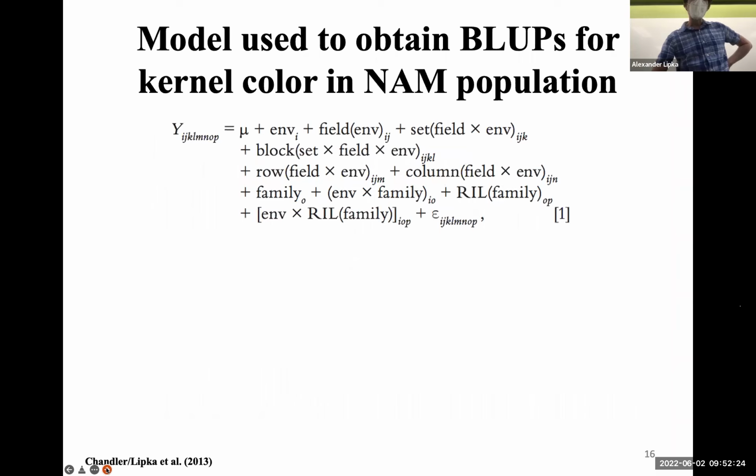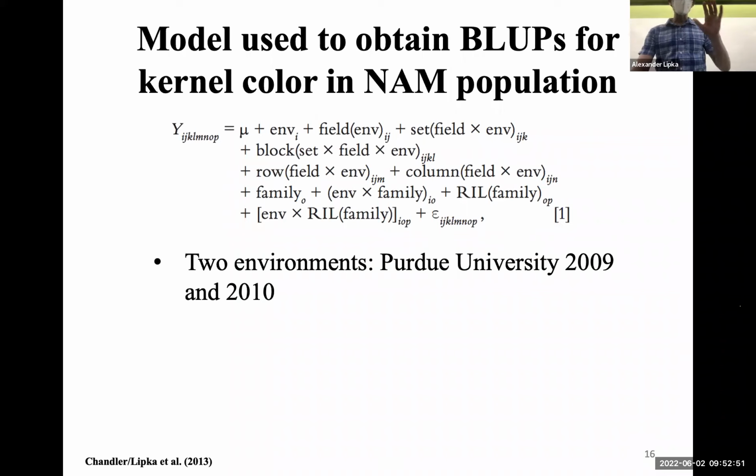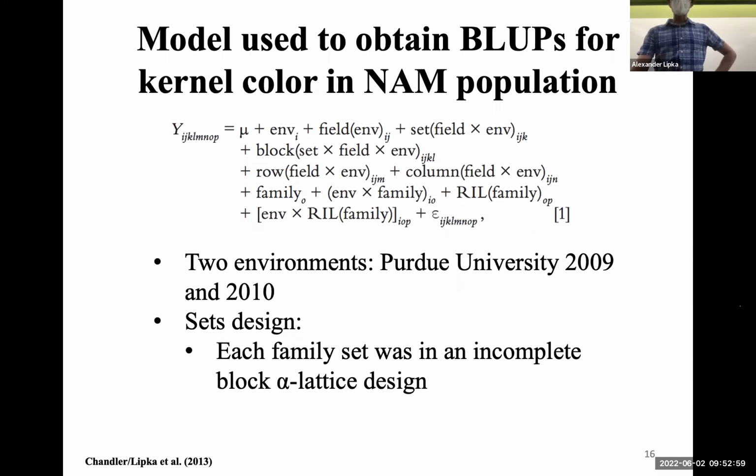Okay, so here's this model that I was alluding to when answering Gina's question. So here we had a really complicated model. We were looking at a nested association mapping population in maize, so like 26 different biparental crosses, each with one common parent, okay? We were looking at kernel color, okay? And in maize, the oranger the kernel color, the more provitamin A carotenoids there are. So we had two environments grown at Purdue University.